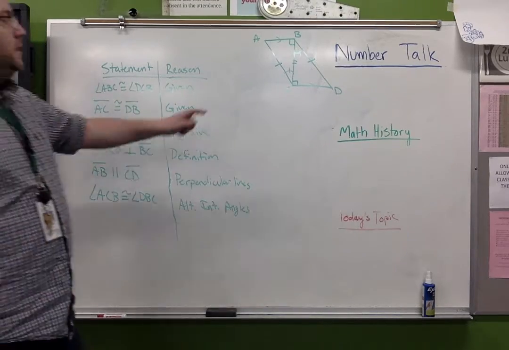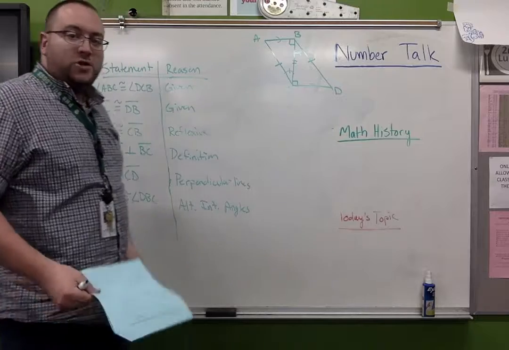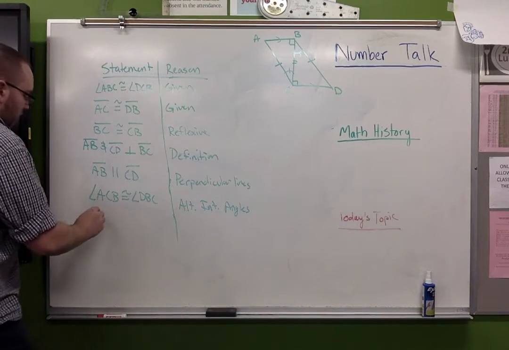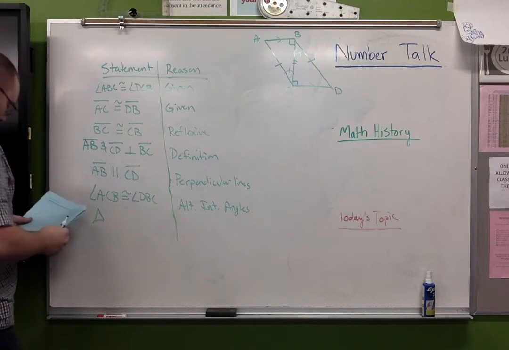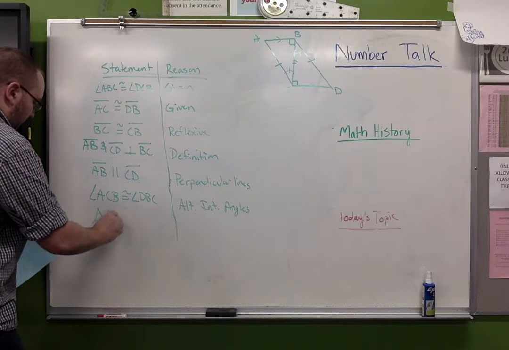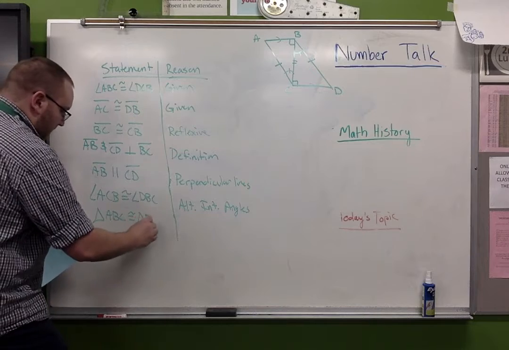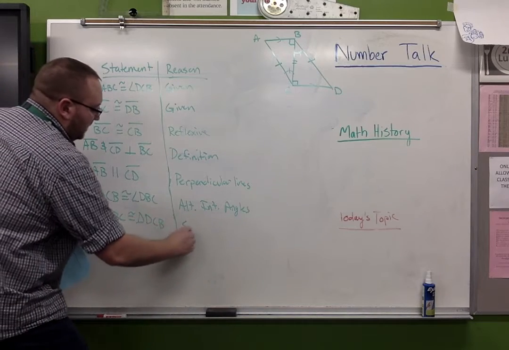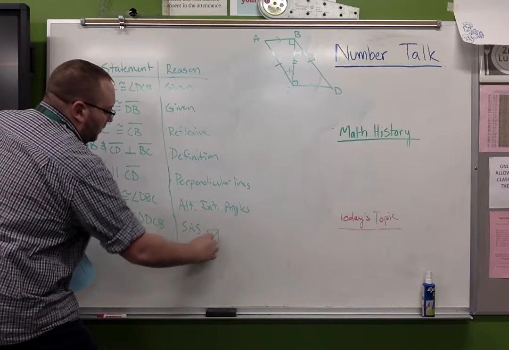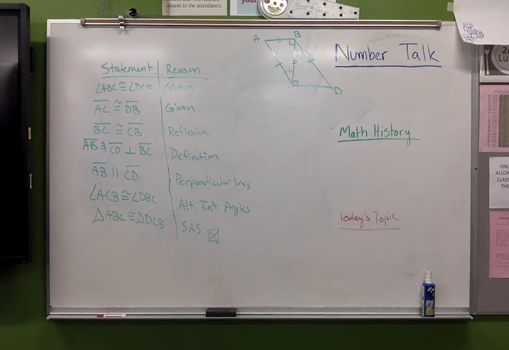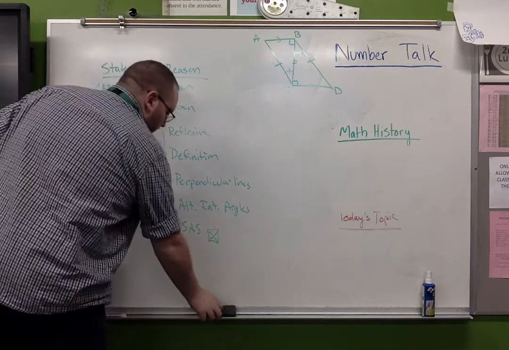Now we got something here. We got side angle side, which is a congruency statement. So triangle ABC is congruent to triangle DCB by side angle side, and we're done. Okay. Let's look at the next one.